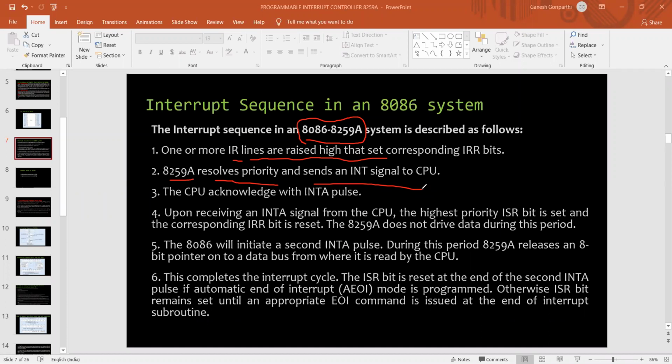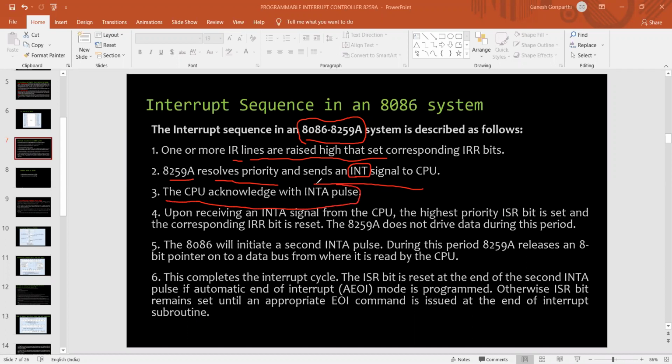Then out of all the interrupt requests, one interrupt request is selected, and it is sent to the CPU through the INT signal, right? So what happens after we send the interrupt request signal to the CPU? What does the CPU do here? The CPU acknowledges with the INTA signal.